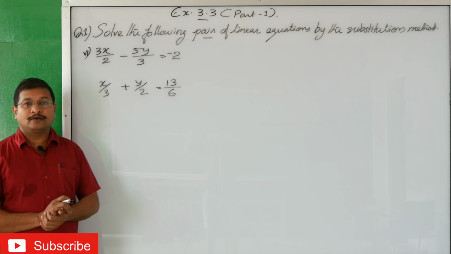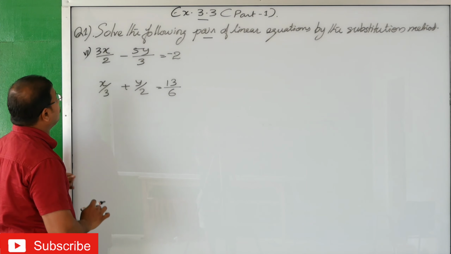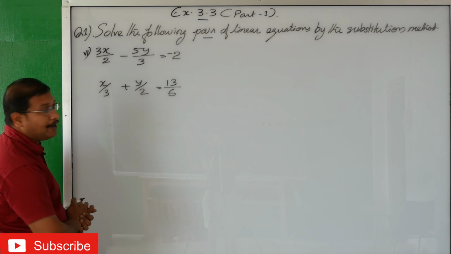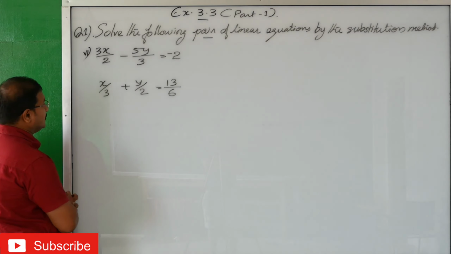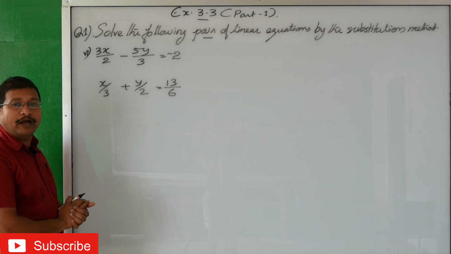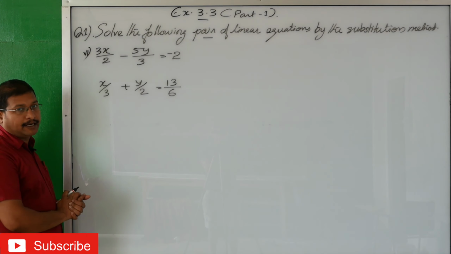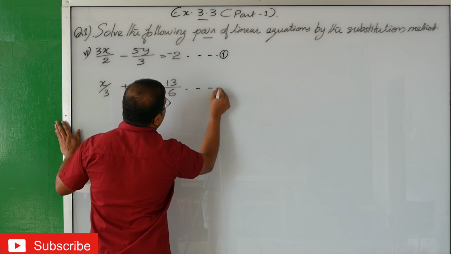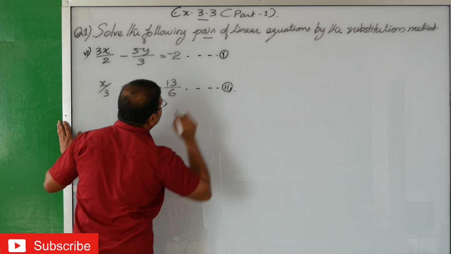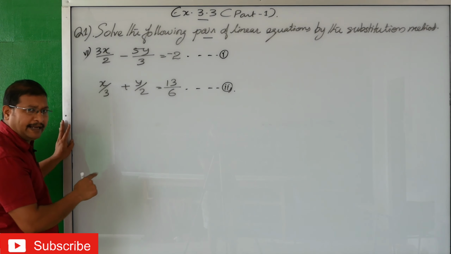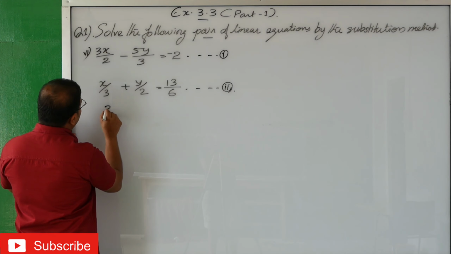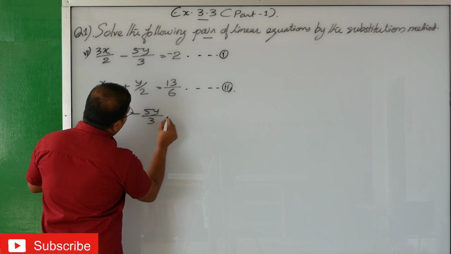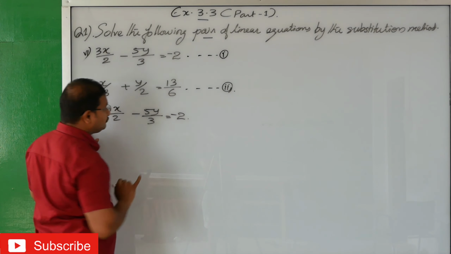Let's see the next question. Question number 6. I'll write the question once. 3x by 2 minus 5y by 3 equals minus 2. Next one is x by 3 plus y by 2 equals 13 by 6. First one is equation number 1. Second one is equation number 2. Now what will you write? First equation we will write one more time. That is 3x by 2 minus 5y by 3 equals minus 2.